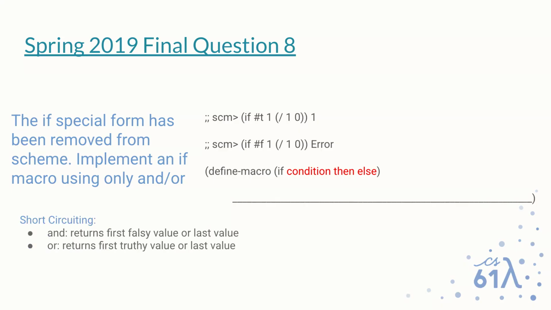Yeah. And in case you need to jog your memory, for the short-circuiting behavior of and and or: and will return the first falsy value or the last value in the set of parameters passed to it, and or returns the first truthy value or the last value. And in Scheme, the only falsy value is #f. Everything else is truthy.